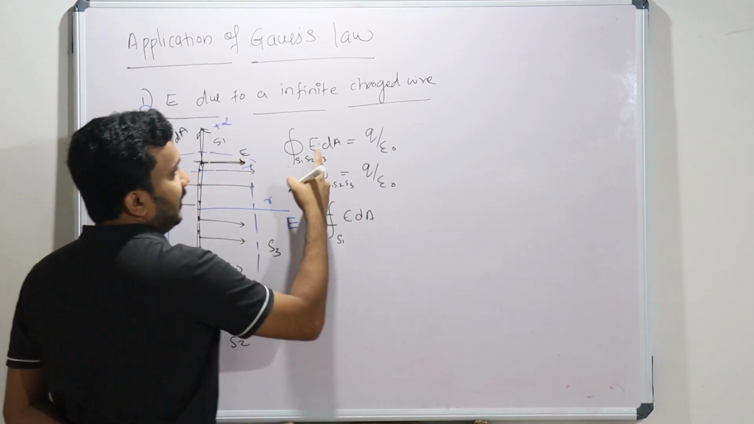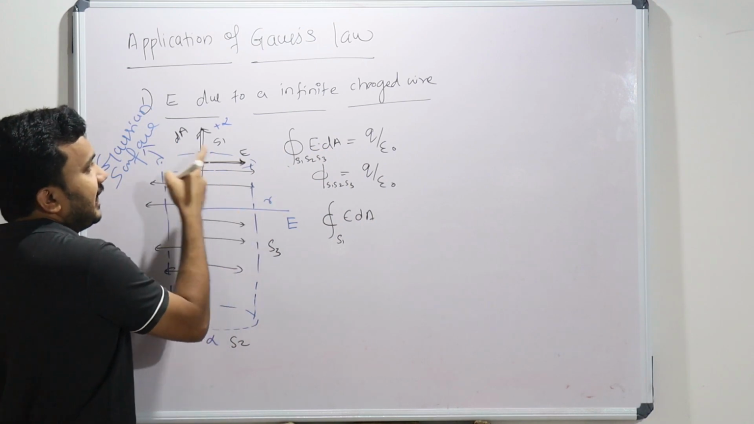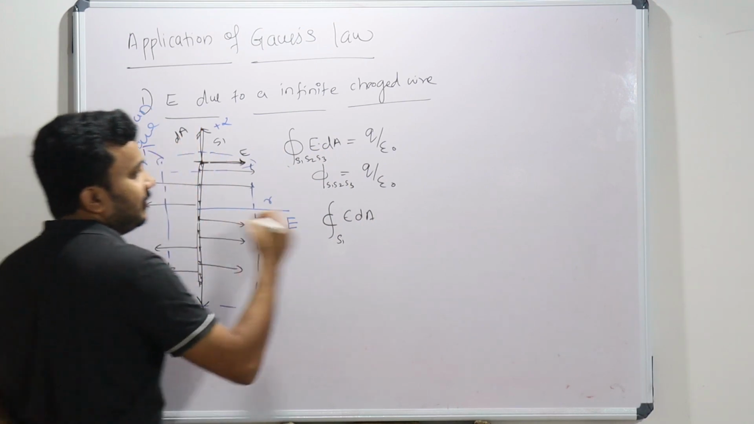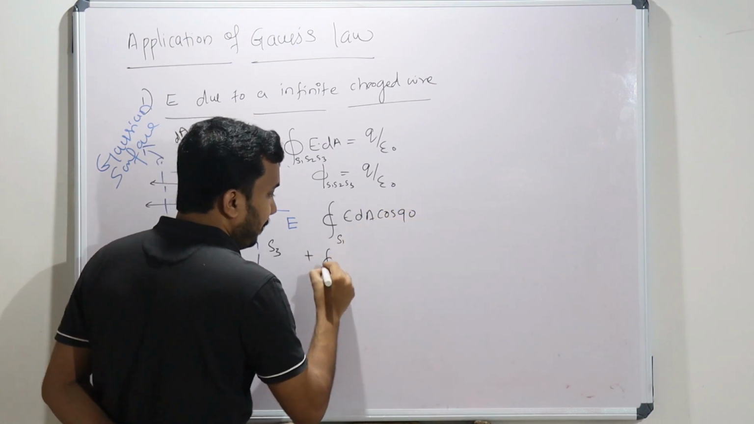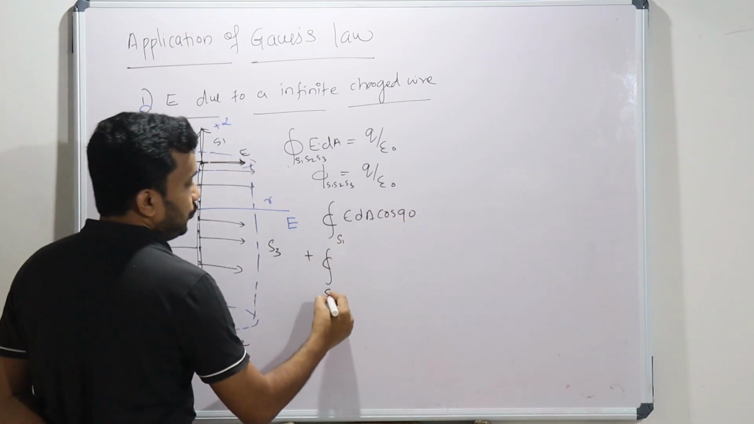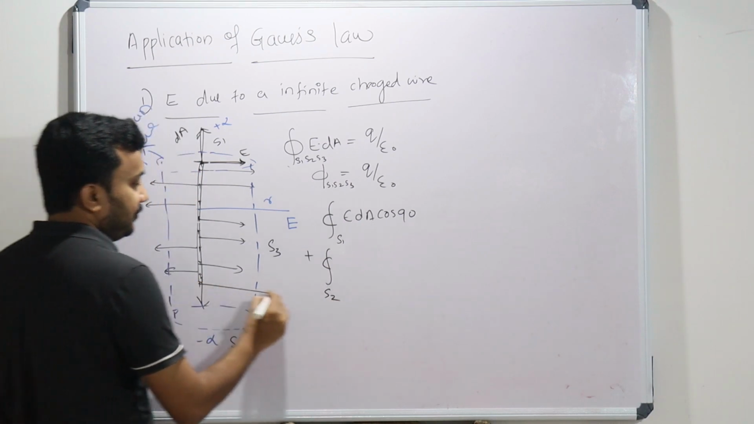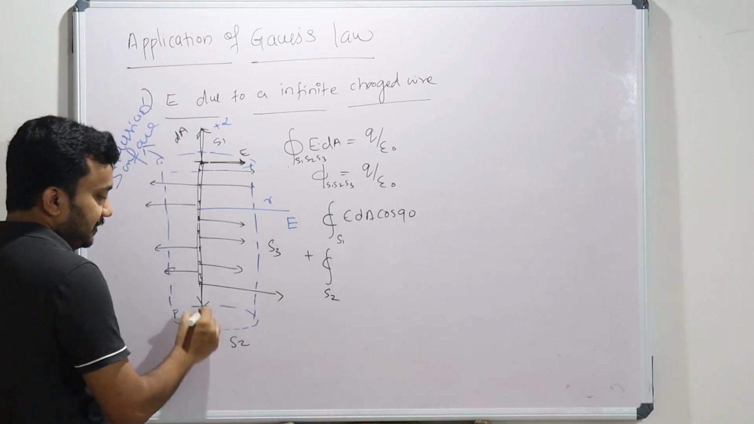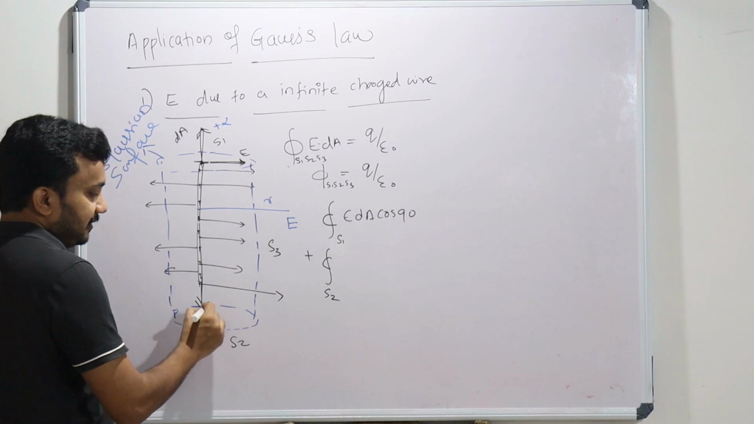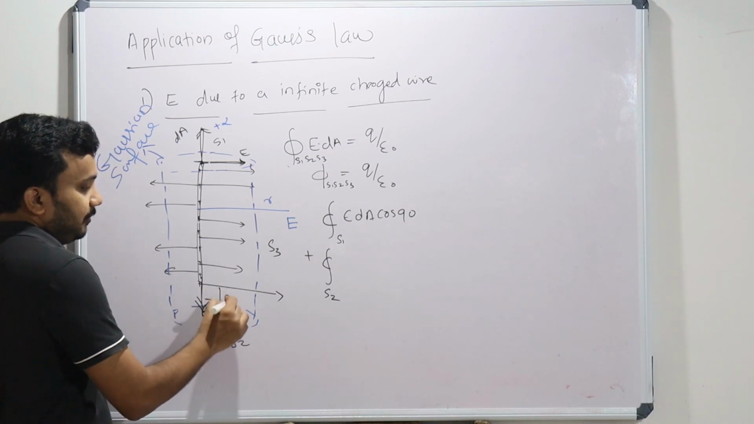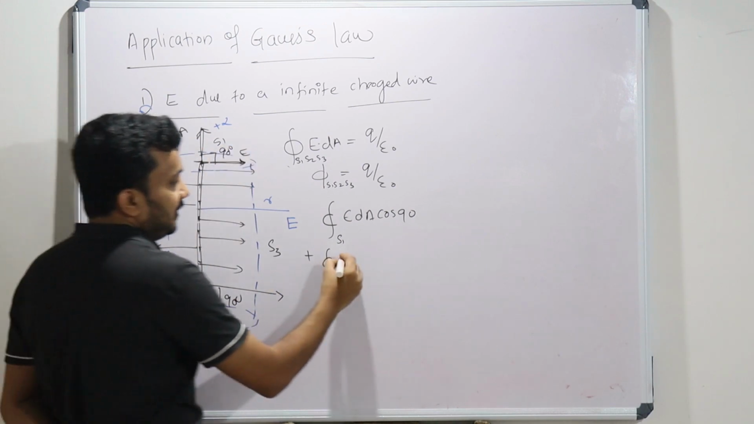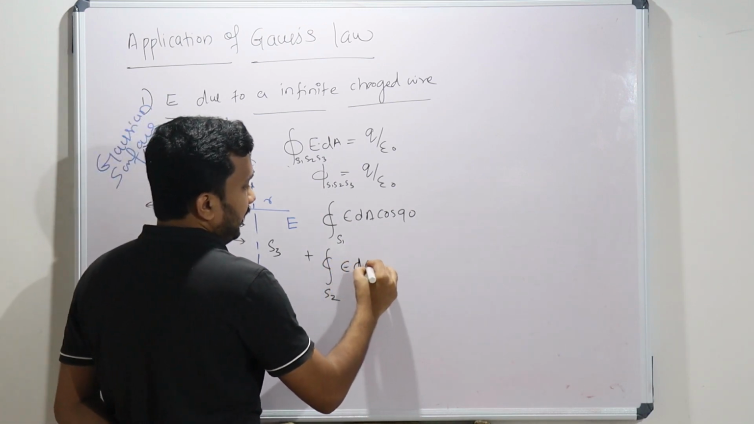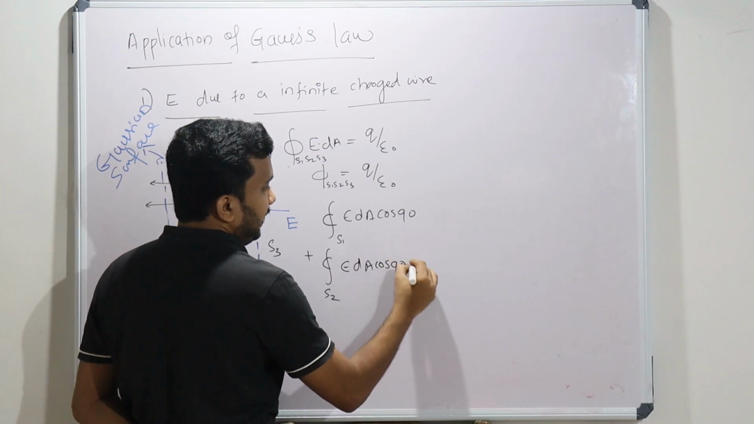And E dot dA, which means EDA. What is the angle between electric field and area vector here? Cos 90. Plus, the second one, the open integral over surface S2. For S2 also, the electric fields are like this and our area vector is like this, so the angle between them is 90 degrees. Here also the angle between them is 90 degrees. So it is EDA of cos 90.